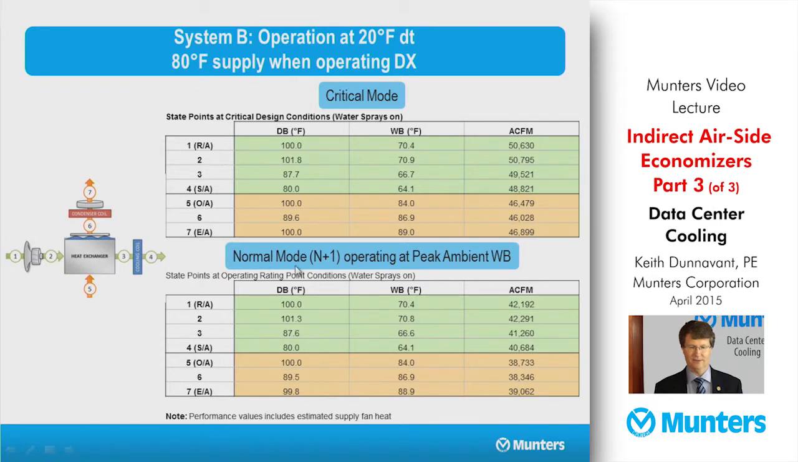Next, we have that same system operating in normal mode when your +1 redundant unit is operating. And here you can see that the airflows drop off quite a lot, both on the supply side and the scavenger side. And all that does is allow for lower internal pressure drops, lower fan power, and better overall performance. So you always want to have your redundant units operating when you can.